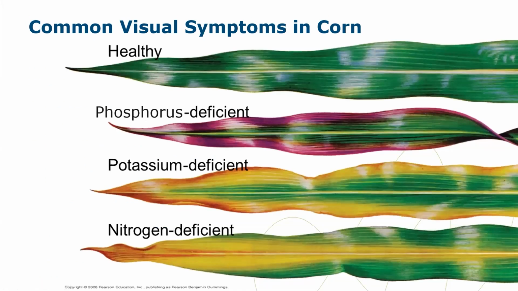Nitrogen: yellowing occurs from the tip down through the middle of the leaf and on the older leaves first. And then phosphorus, what we just saw, general purpling of the leaves on the older leaves first. And potassium: yellowing from the leaf edges on the older leaves first. Potassium and nitrogen can be similar, but as you can see, potassium is around the edges and nitrogen is through the middle.